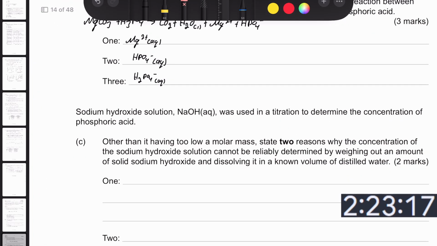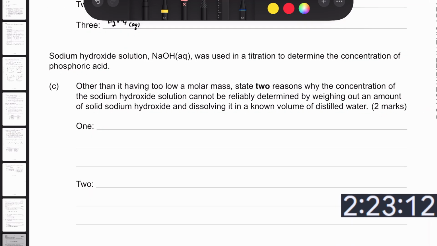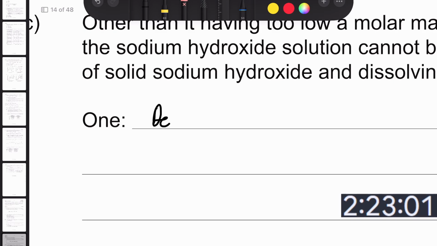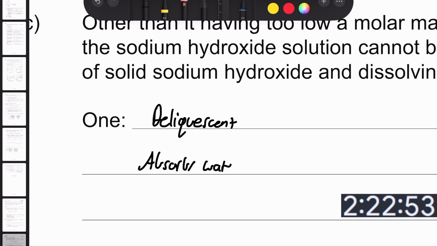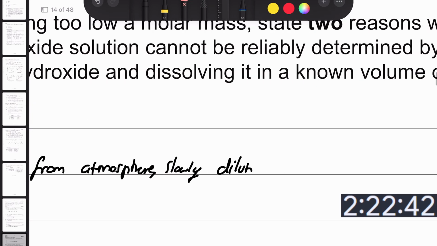Okay. Sodium hydroxide solution, NaOH, is used in titration to determine the concentration of phosphoric acid. Other than having too low a molar mass, give two reasons why the concentration cannot be easily determined by weighing an accurate mass and dissolving in a known volume of distilled water. It is deliquescent, absorbs water from the atmosphere, slowly diluting it over time.